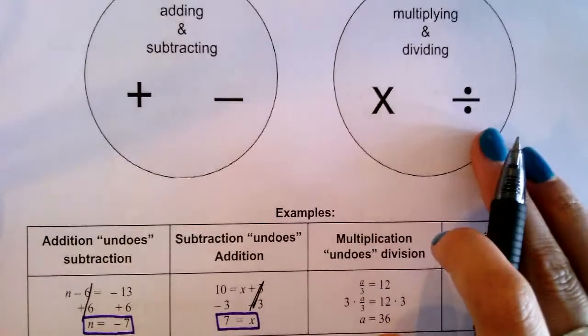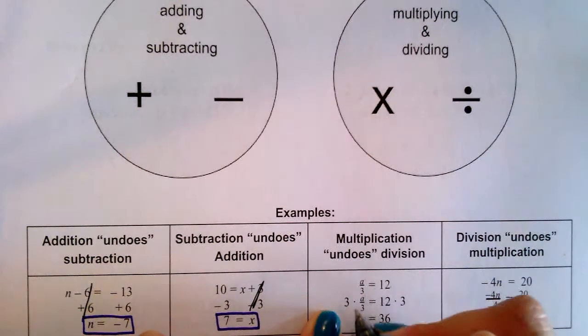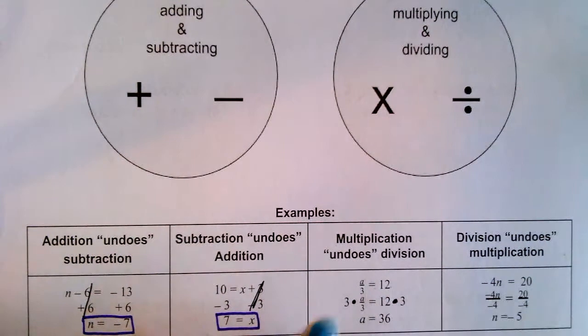Now, moving into our next bubble, multiplication and division are opposites or inverses of each other. So multiplication undoes division. We've seen some examples like this, we have a divided by 3 equals 12. We need to undo division. Remember, fraction bars are division. So what we're doing is multiplying both sides by 3. The multiplied 3 and the divided 3 cancel each other out. The side's left with a, and over here you did 12 times 3 to get 36. So your answer is 36.